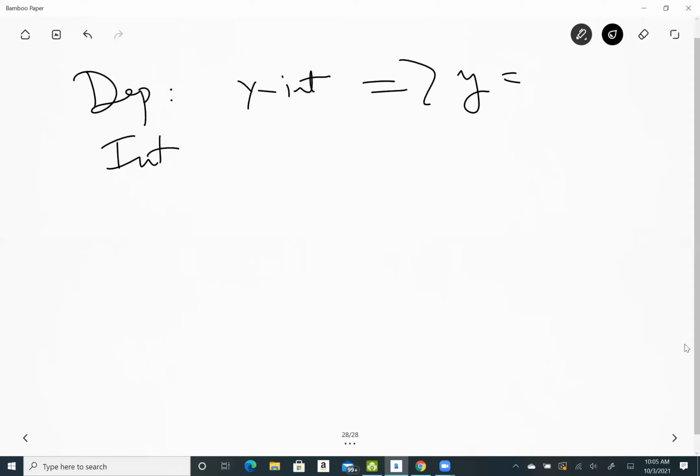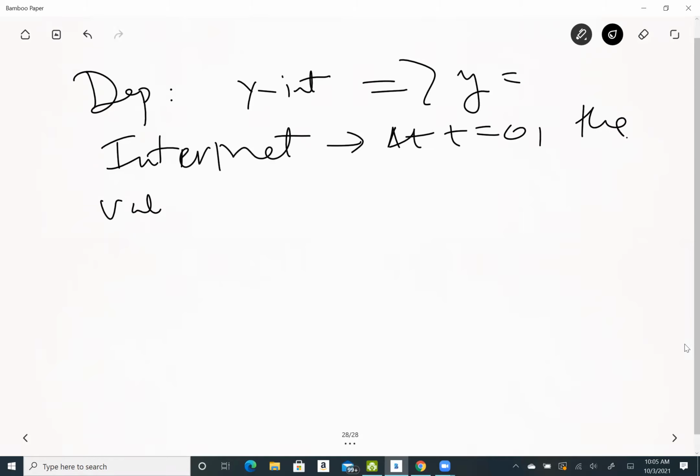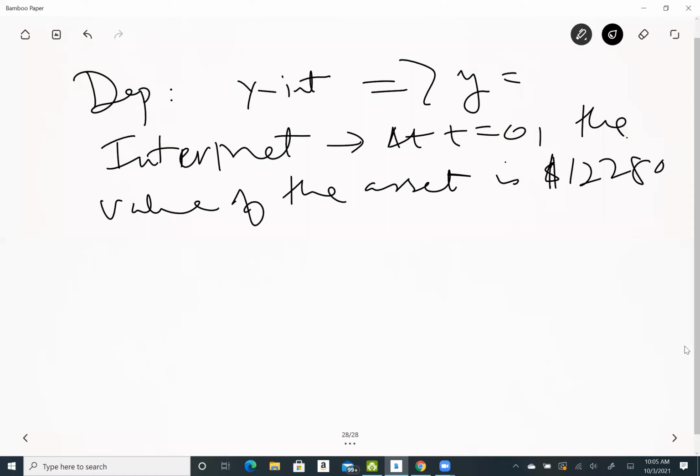So to interpret that thing, at time equal to 0, the value of the asset is $122,880. All right, so that is the interpretation of the y-intercept.